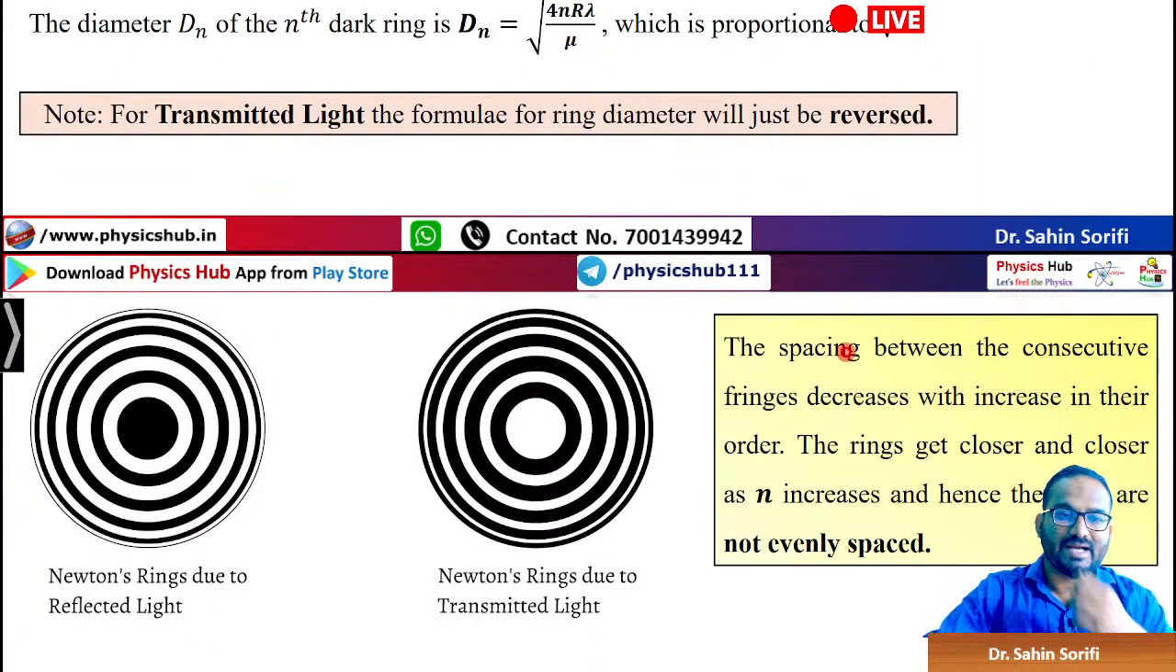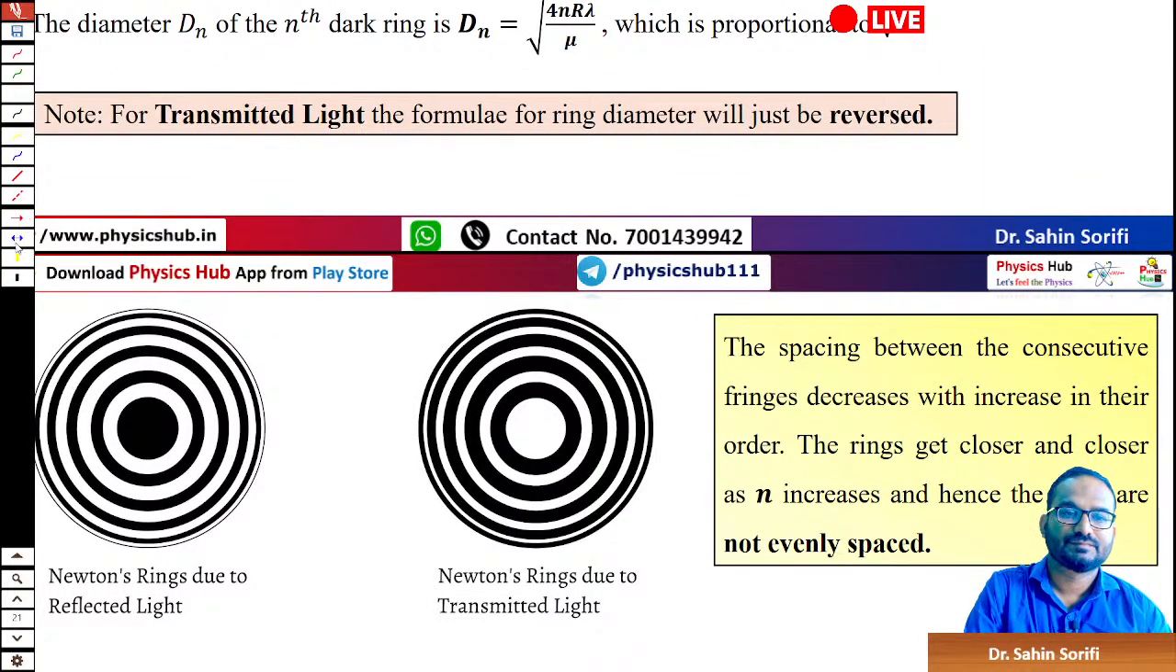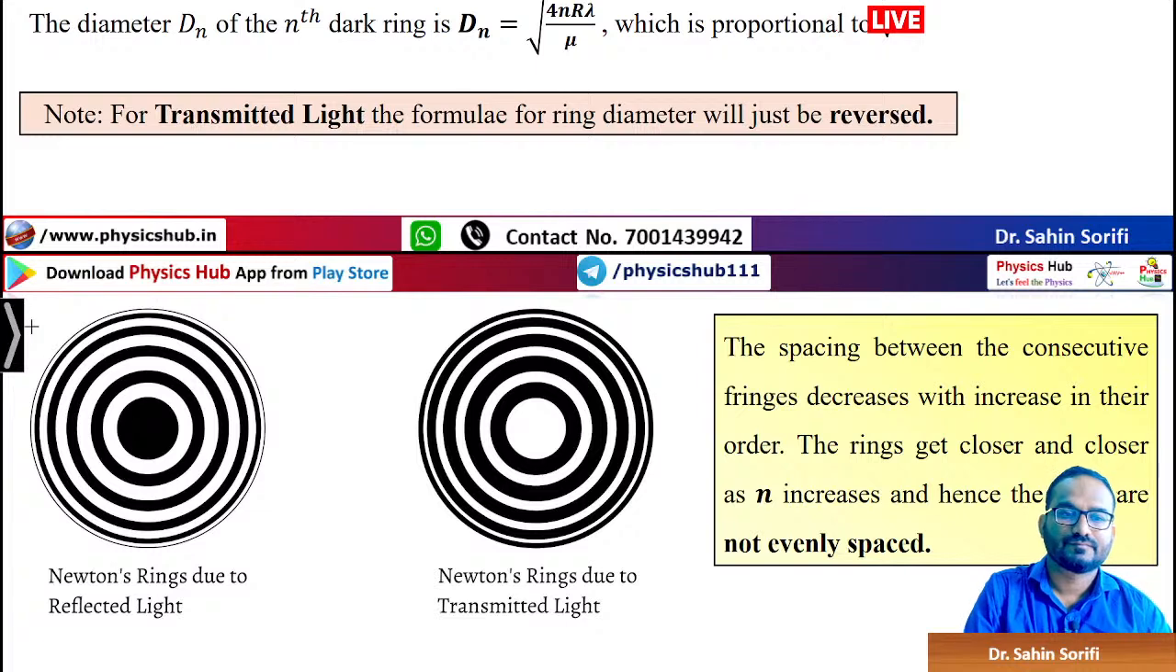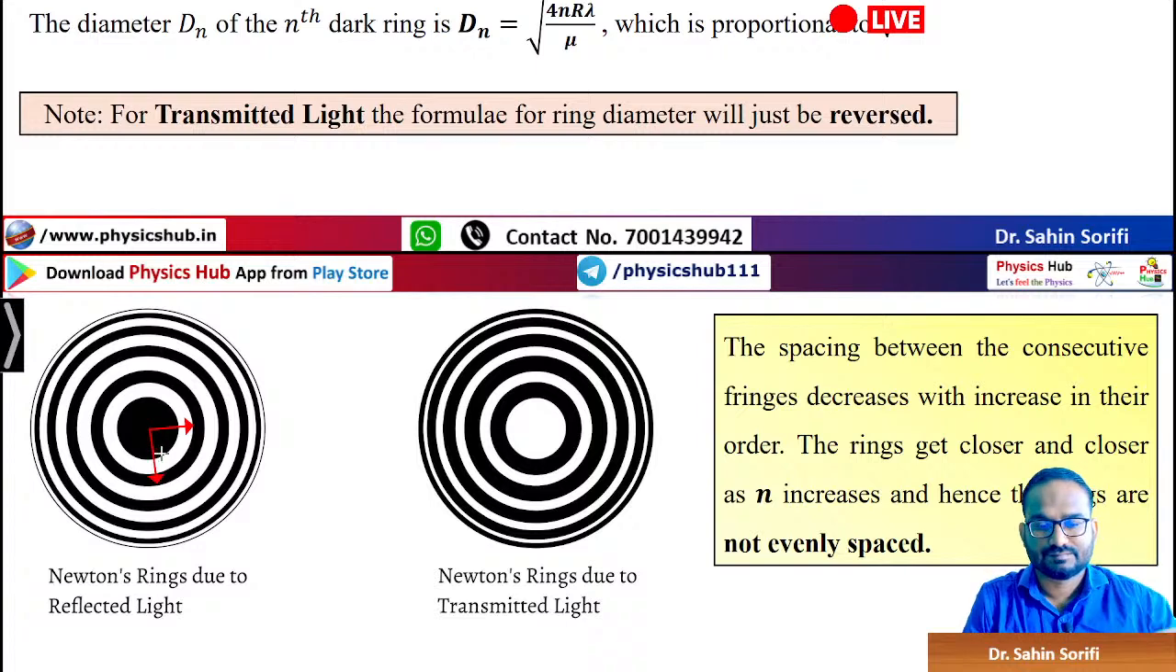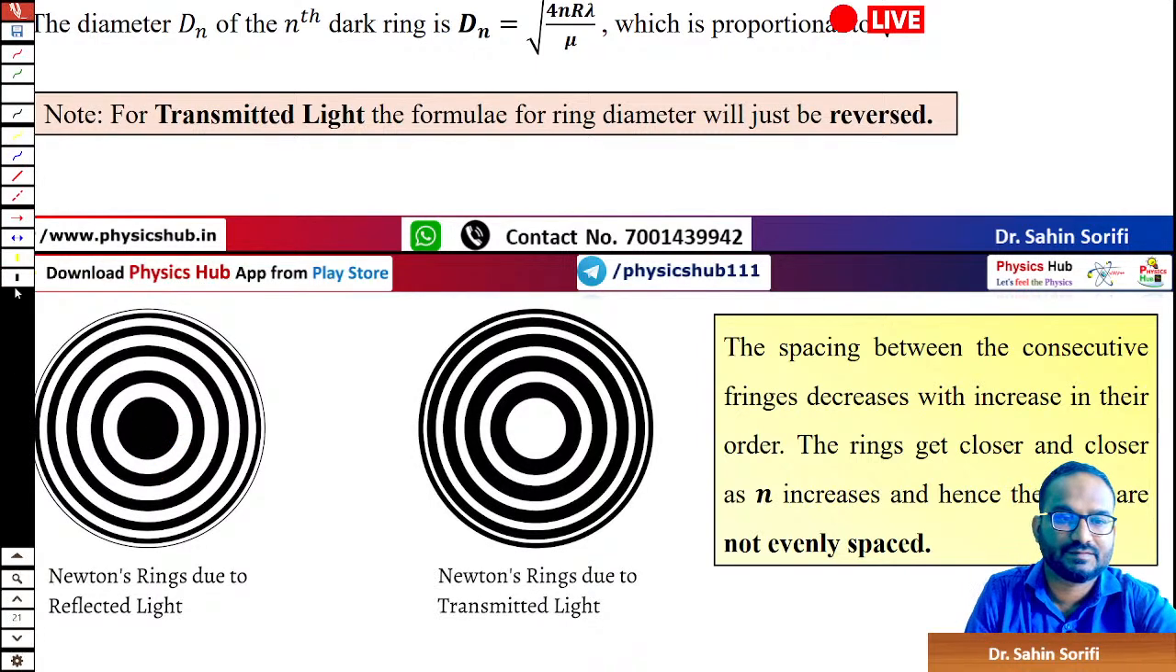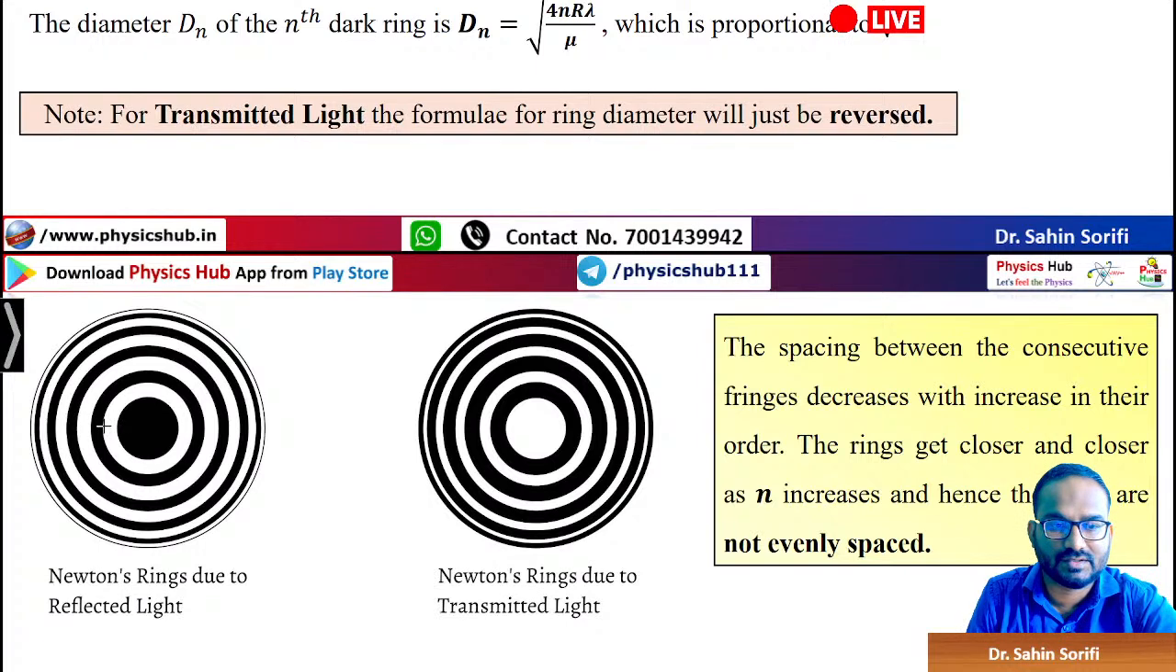Now the diameter. What are the ring diameters? So this is the diameter of this bright ring. This is the diameter. Okay, radius, let's say. If I want to calculate the diameters, you can imagine it. This is the diameter of the bright ring.